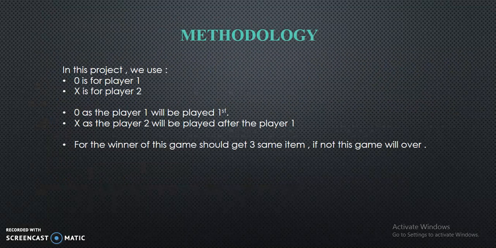This is our methodology. In this project, we use O for player 1 and X for player 2. O as player 1 will play first. X as player 2 will play after player 1. Then, the winner of this game should get 3 same items. If not, the game will be over.